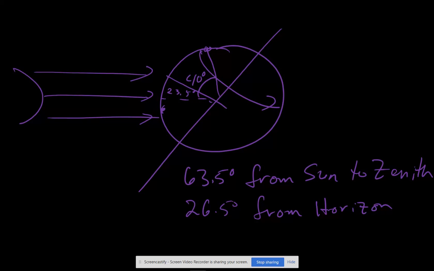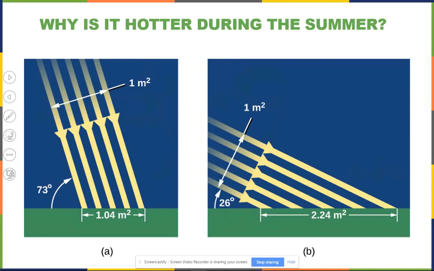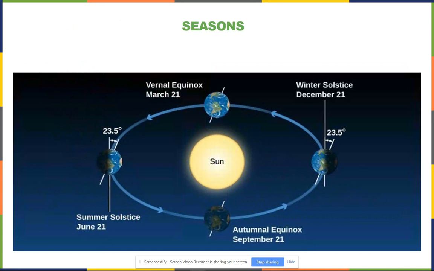Going back to the regular view here, this view.